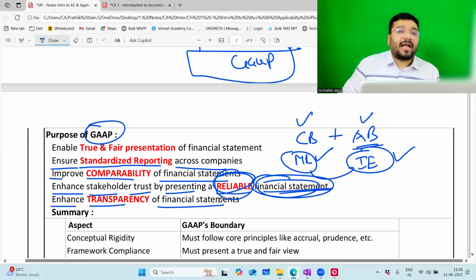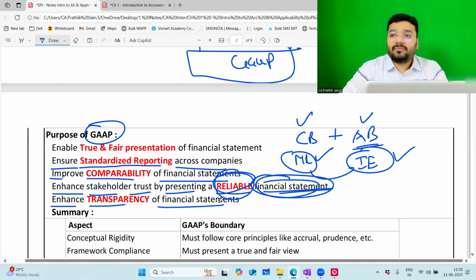Enhance transparency in the financial statement. What is transparency? You should not hide anything. For example, let's say on Reliance Limited, there's a complaint that has been put by a consumer for 25 crores. Reliance Limited has not accepted that allegation, but the allegation is put by the consumer.